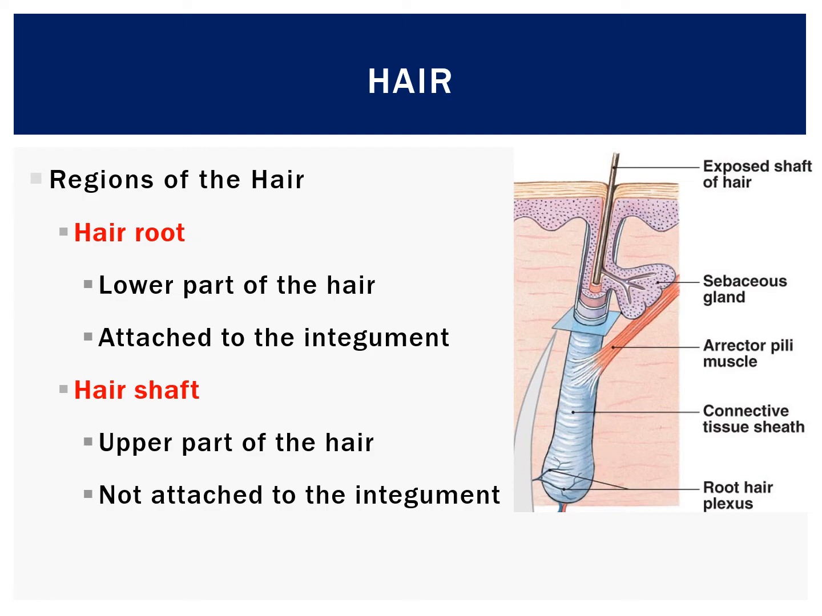Alright, the two regions of the hair. First, hair root, which is the lower part of the hair, and it is attached to the dermis. And second is the hair shaft. The hair shaft is the upper part of the hair, and it is not attached to the integument. It is freely exposed on the skin.